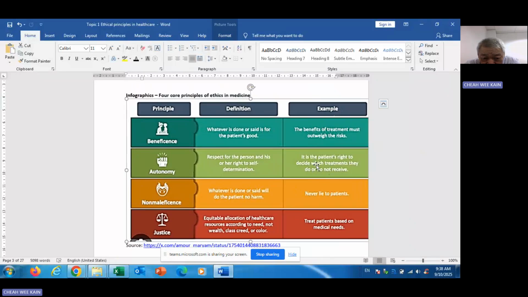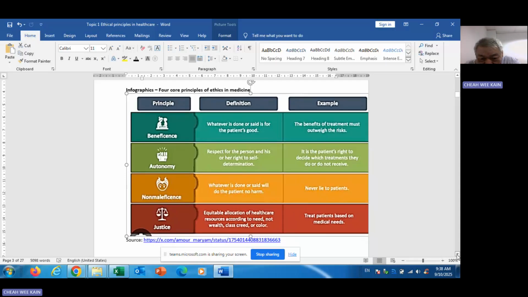Okay. Now, non-maleficence: whatever is done or said will do the patient no harm. Never lie to patients. Or can I say, sometimes you don't tell all to the patient. It's not lying, but you just don't tell all. That is actually not so good. No? And the last one, justice.